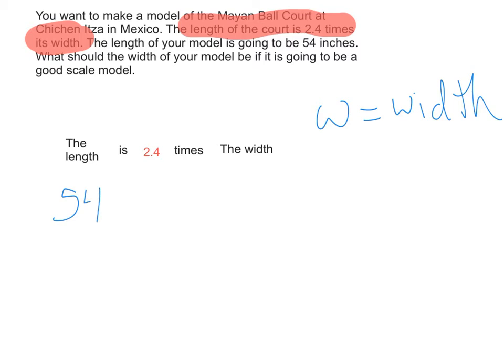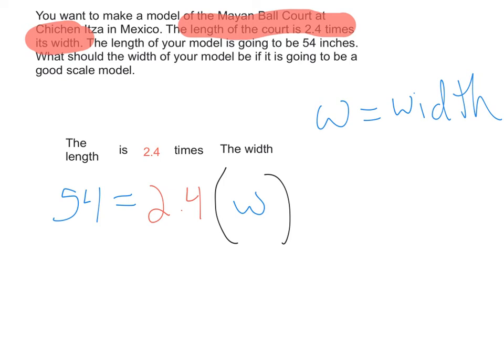And then there's just some translating we need to do. "Is" always translates to equals, so 54 equals. We keep 2.4 the same, 2.4. "Times" is an indication of multiplication, so we know we're going to do multiplication. I'm going to put my multiplication in parentheses just to make it easy. And then what am I multiplying by? I'm multiplying by w, the variable I've defined as width. So what you notice has happened here is I've actually translated the problem and the essential pieces into an actual equation, an equation I can solve.